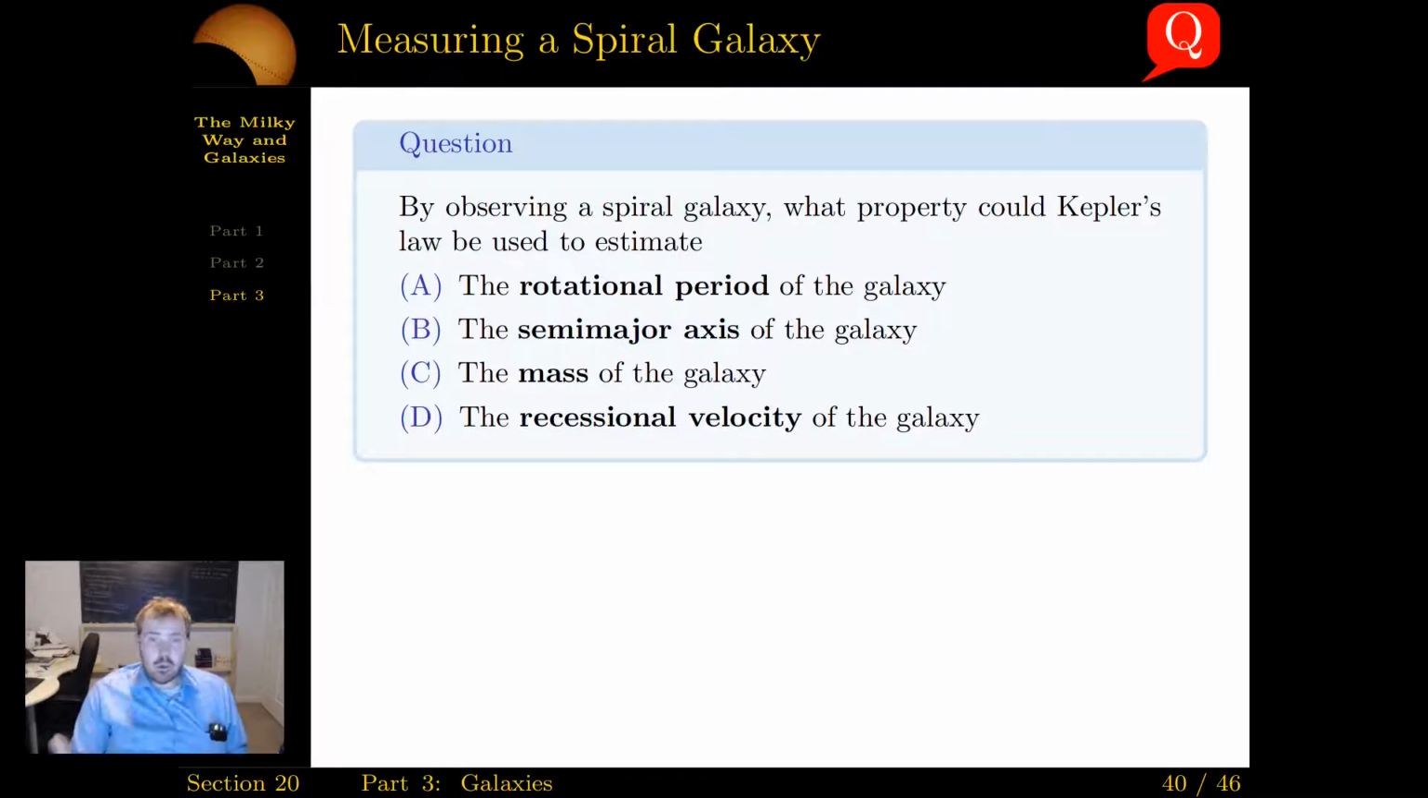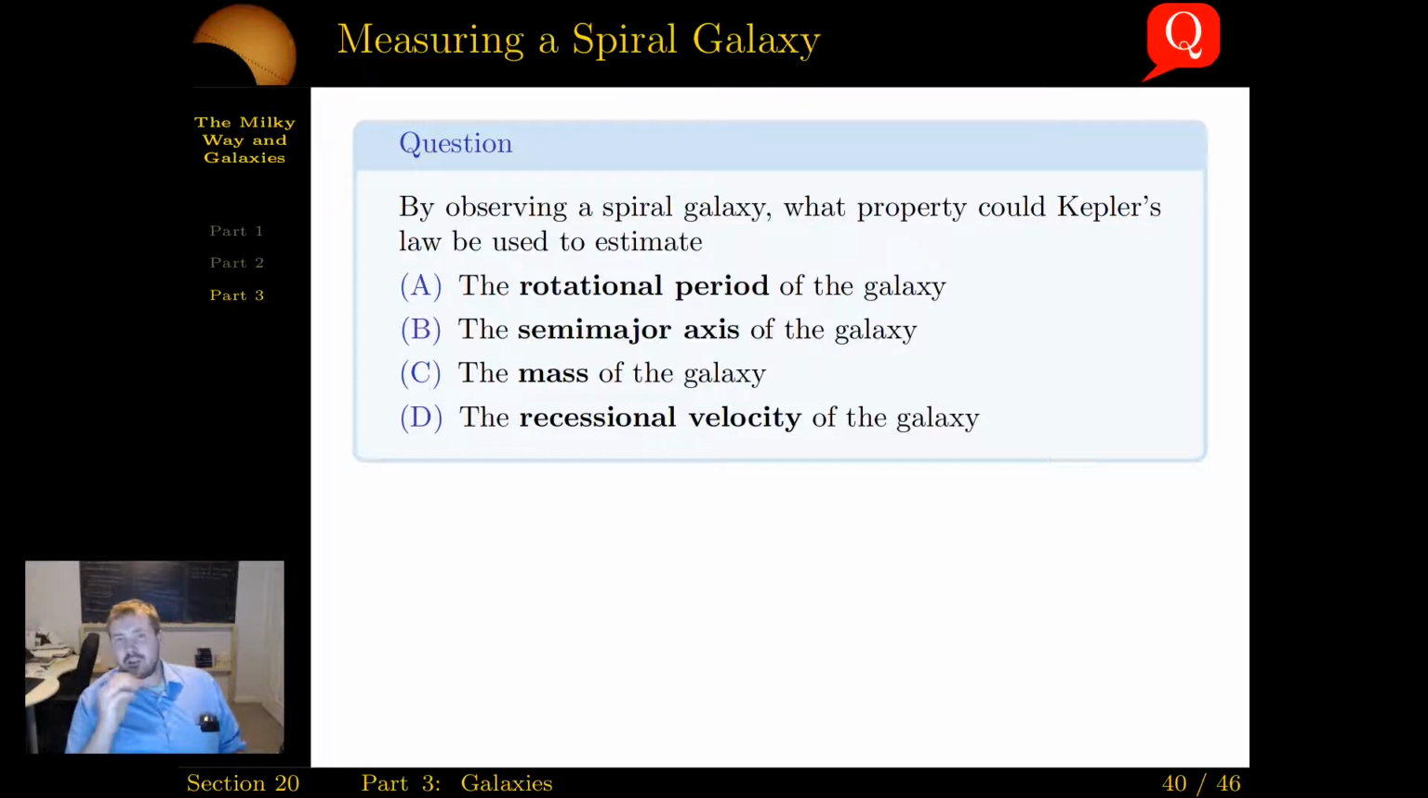So, question for you now, right? Let's say I'm looking at a spiral galaxy, right? And I've still got Kepler's law, still a useful tool. So, I look at the motion of this galaxy, and I think back to Kepler's law. What information can I glean from that? What does it give me? Go ahead and pause for a moment, come back.